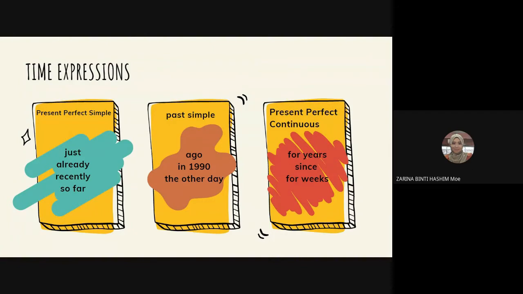Okay, activity number 4. Complete the dialogues. These are the dialogue between A and B. Use the past simple or present perfect simple. Remember, past simple or present perfect simple, so no ing, no been. Remember that. Either past simple or present perfect simple. We will do one by one.